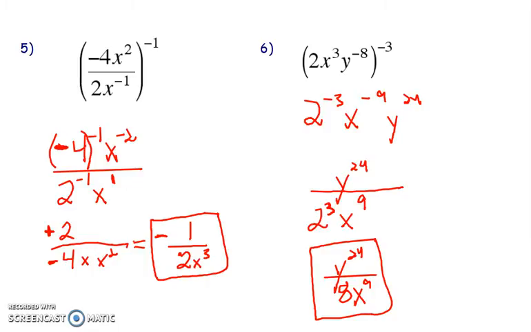Same thing goes on the second one. I took my negative 3 and I applied it to all 3 pieces of that term, the coefficient, the x, and the y. 3 times negative 3 is negative 9, negative 8 and negative 3 was 24, which means y to the 24 stays on top. The other two with the negative exponents, both 2 and x, are going to move to the bottom. And then I just need to simplify. 2 to the third technically is 8. It gives me a final simplified answer.